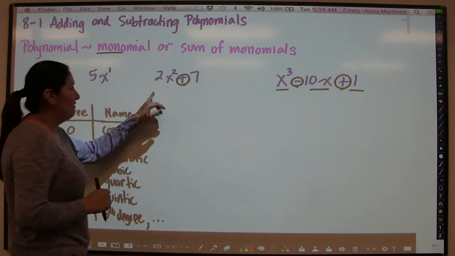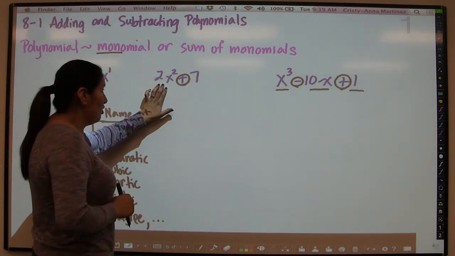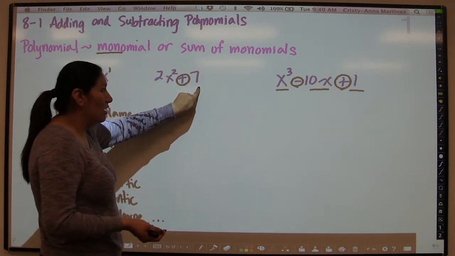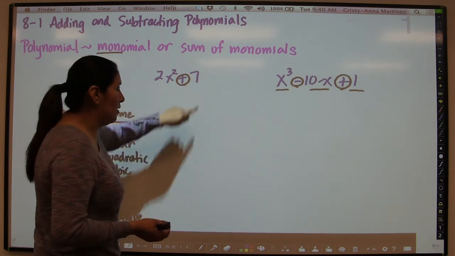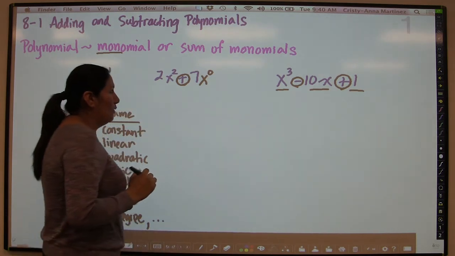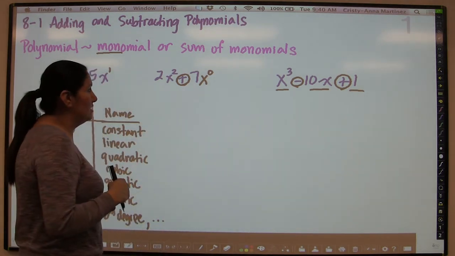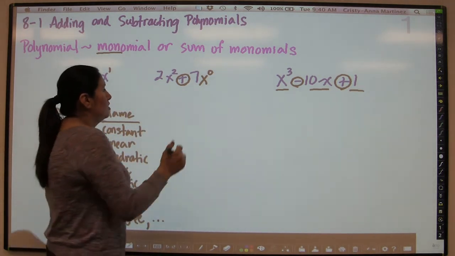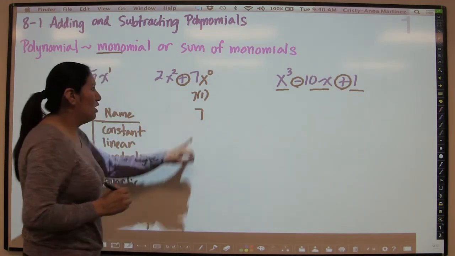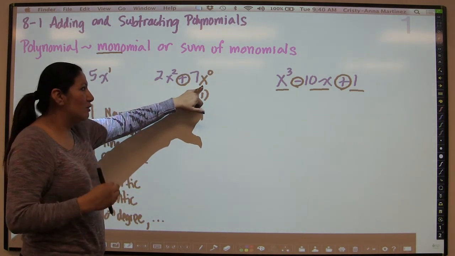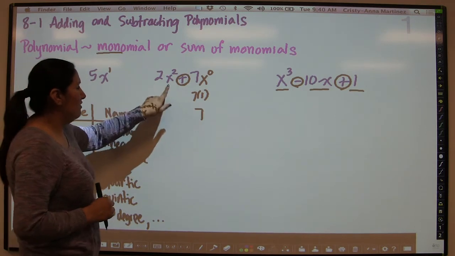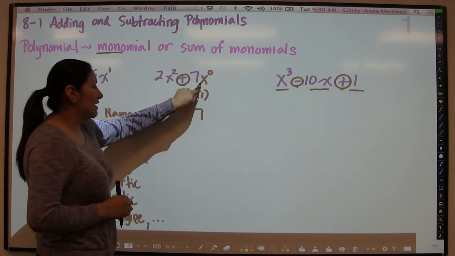But then in this case, you have two different degrees because the first term has a degree of 2 because it's x squared. But the second term doesn't have a variable at all. So its degree would be 0. So basically you can imagine that it's an x to the 0 power. And we already know from the previous chapter that anything to the 0 power is 1. So that would be 7 times 1 or just 7. So it's the same thing. But that's why we call this having a 0 degree, because the exponent would be 0. So you have two different degrees here. The degree of the first term is 2. The degree of the second term is 0.